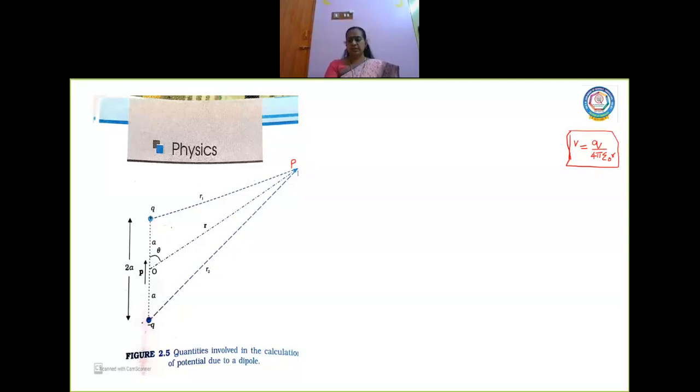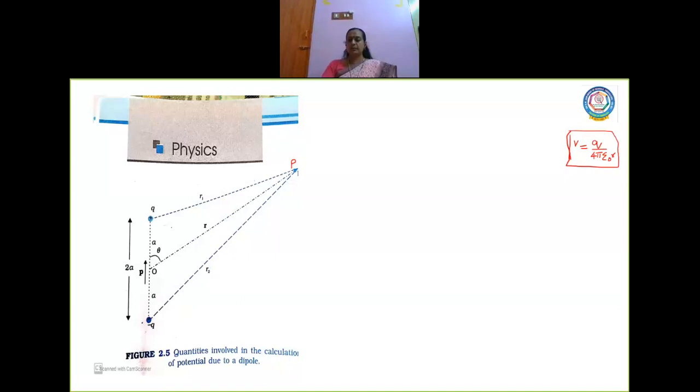So, V is equal to Q by 4 pi epsilon naught R. Now, I have taken the point P from the midpoint of the dipole. What will be the total potential at P? The total potential at P will be the sum of the potentials due to plus Q and minus Q, right? So if I want to find the potential at P, first I should find the potential due to plus Q, and then the potential due to minus Q. When you sum up, you will get the total potential at P.